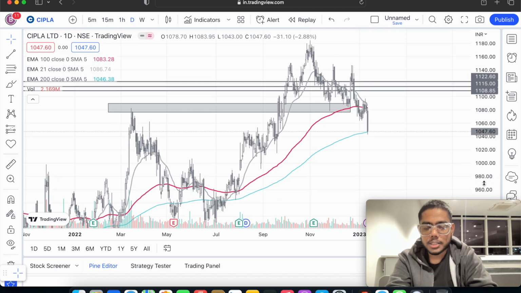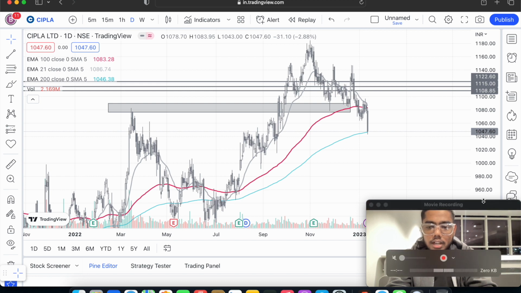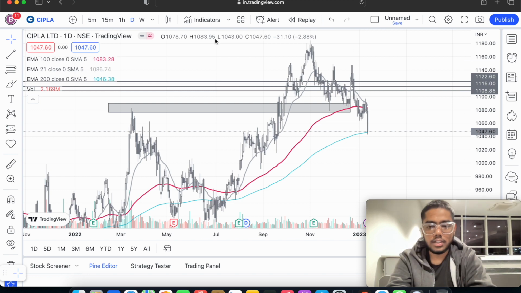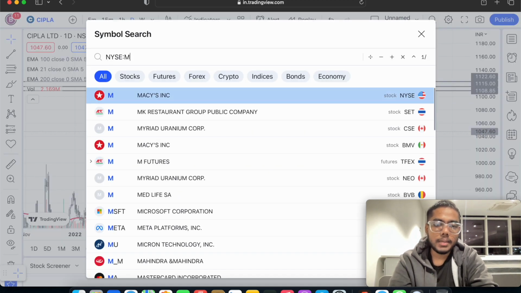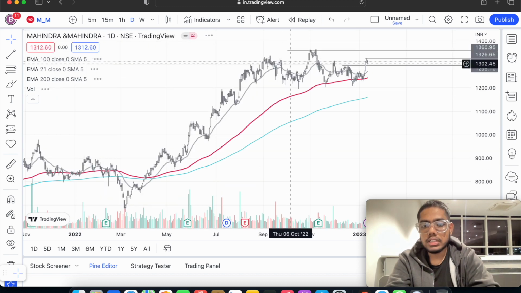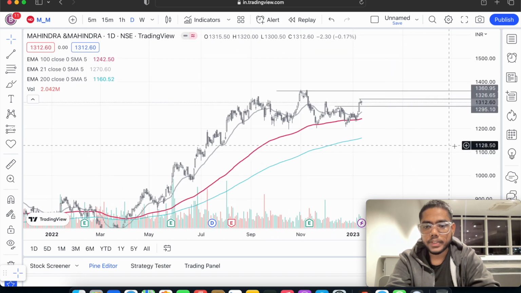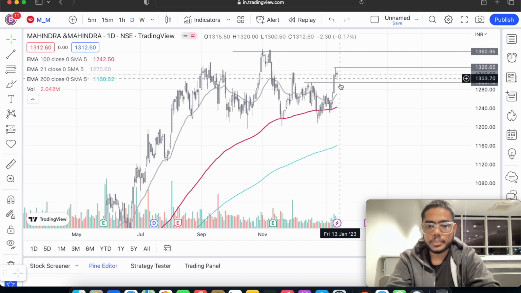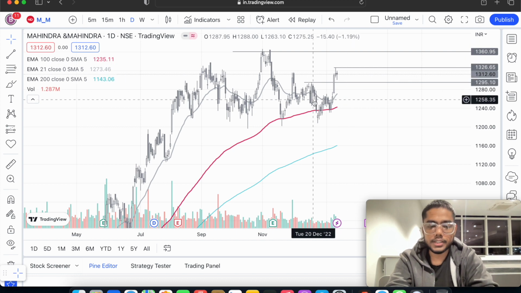Try to trade these setups. There are a few pharma stocks which are doing well. Then you have these metal stocks that are doing well, right? So try to capture those movements. M&M also is at a major area, right? So you can expect it to reach the all-time high pretty soon.